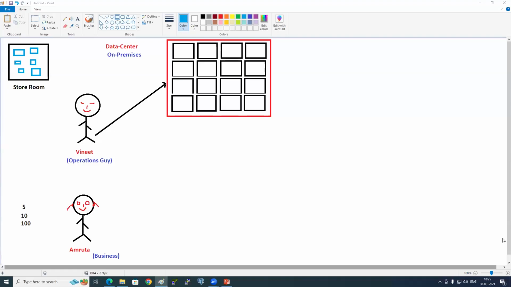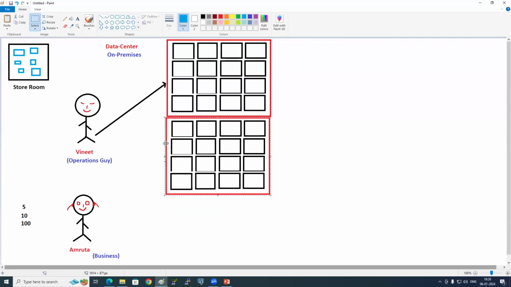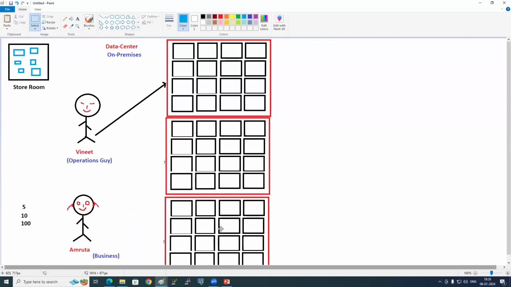Hey, Vinit, hello. Yes, yes, yes. We got a new project, man. So Amruta is really good. She's happy because she got a project, but is Vinit happy? Why? Because he is the guy who needs to set up the entire infrastructure. Does he have space inside the data center? No. For that reason, as Amruta is really good in business, she's getting more and more projects. The number of data centers has also increased now.